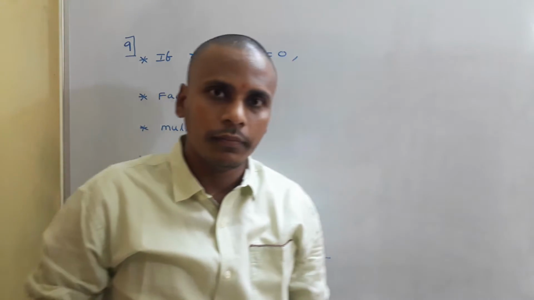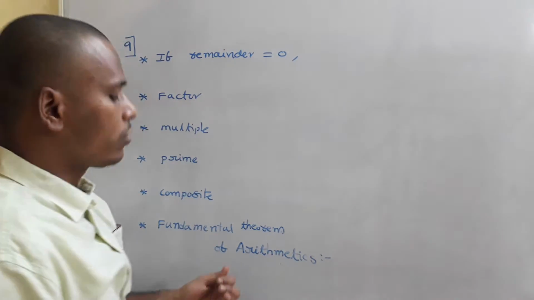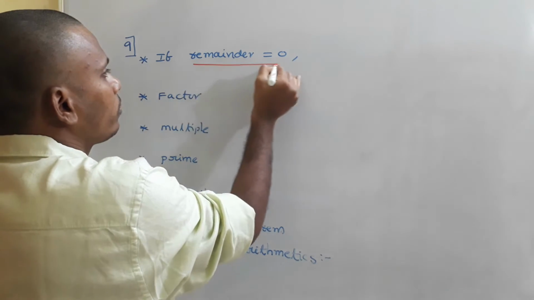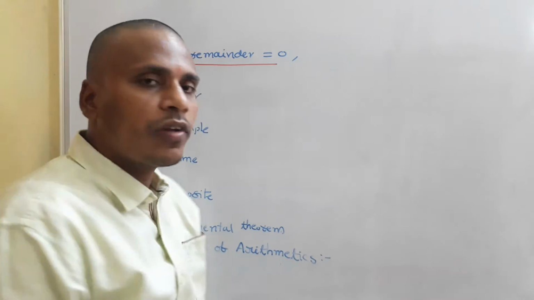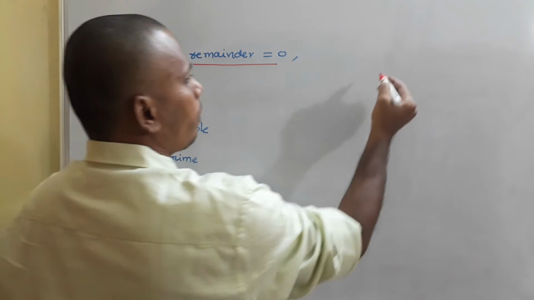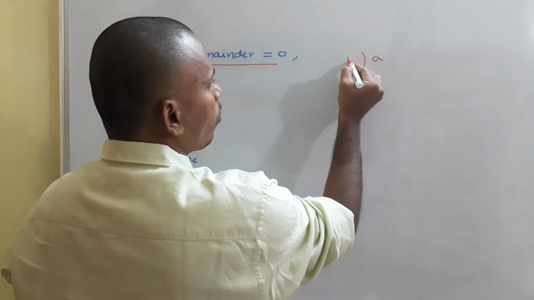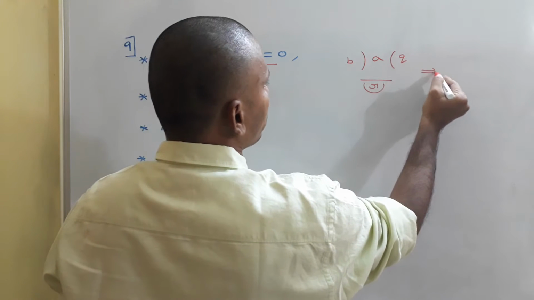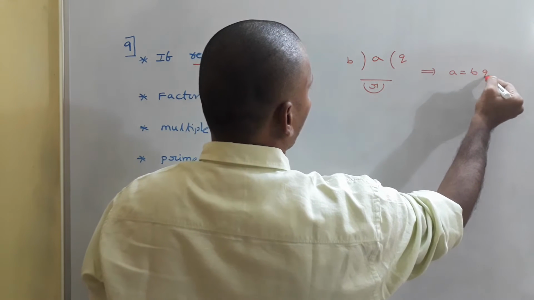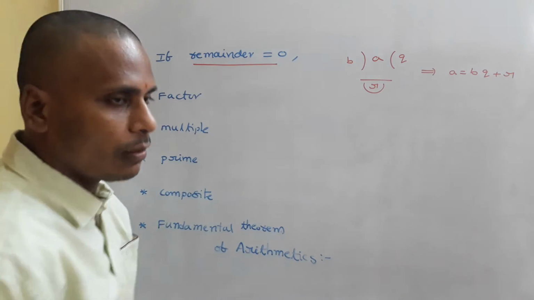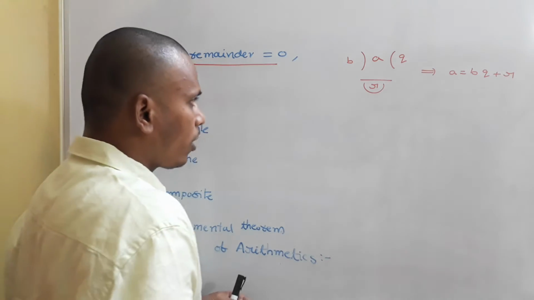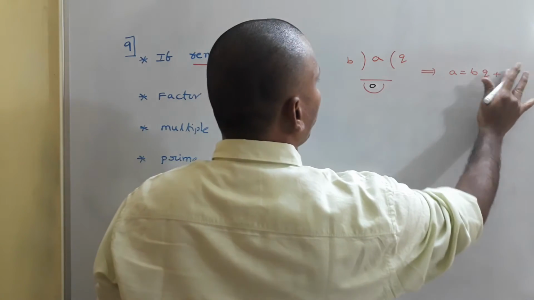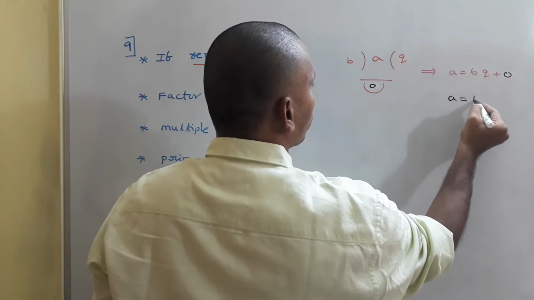The next idea of number theory, as we are familiar with divisibility rules and the division algorithm, is this: in a statement of division algorithm, if the remainder is 0, what will happen? If A is divided by B, the quotient is some Q and the remainder is R. Then we write A equals BQ plus R. If this remainder is 0, then A equals BQ plus 0, so A equals BQ.